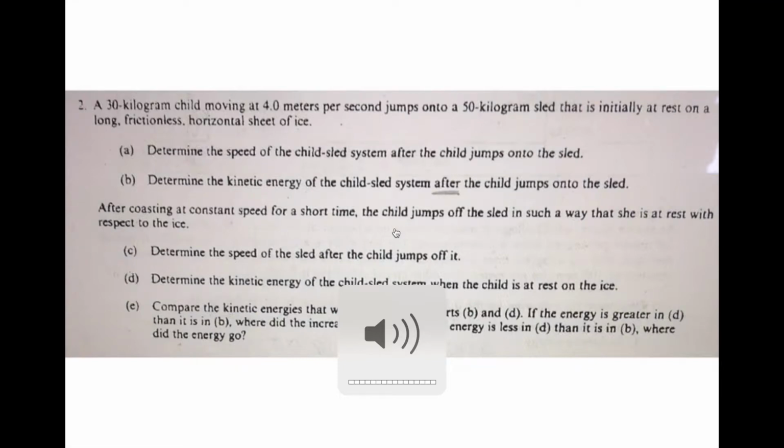So the question is, a 30-kilogram child moving at 4.0 meters per second jumps onto a 50-kilogram sled that is initially at rest on a long, frictionless, horizontal sheet of ice. Determine the speed of the child-sled system after the child jumps onto the sled.